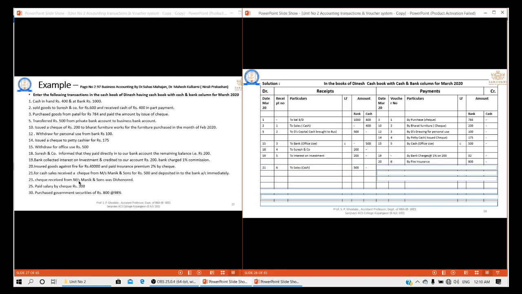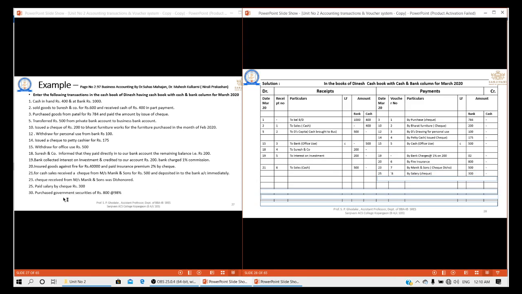And on 23rd, what happened? The check received from Messrs. Manik and Sons was dishonored. So it is dishonored. So we have to do a payment entry that the check is dishonored and it is from the bank. Then on 25th, paid salary by check rupees 300. It is a payment. So at the payment side, by salary from bank 300 because it is through check.